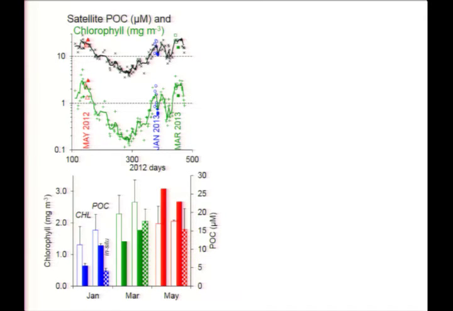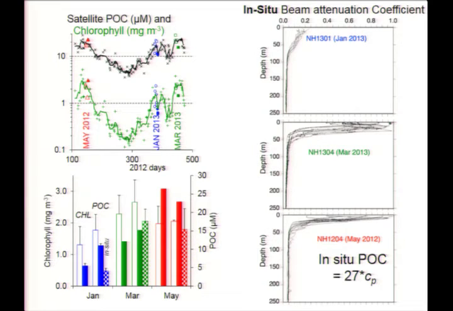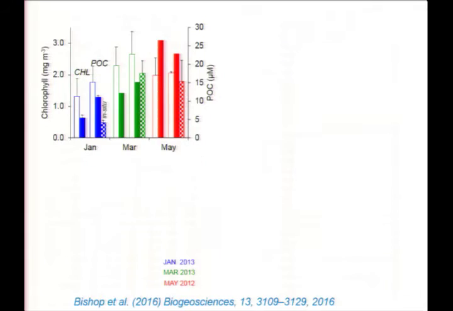The open bars are the week before the cruise. The closed bar is the week during the cruise. And for POC, these are the retrievals from the Modus Aqua platform. And then the shaded bar is the in situ estimate of POC from transmissometry. So by all metrics, this was low biomass, and these later were high. And you can see the transmissometer profiles there.